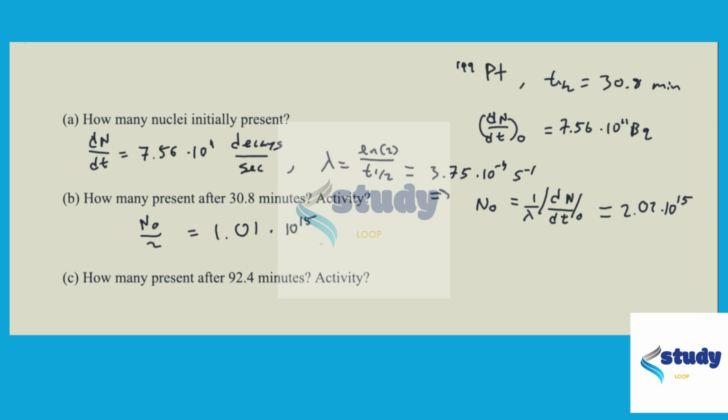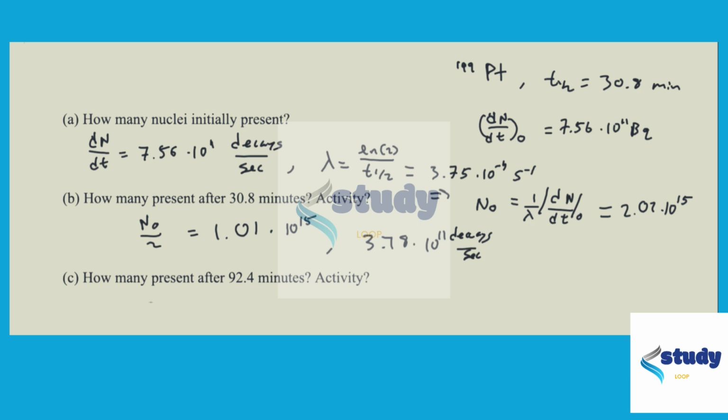The activity level, likewise, is proportional to the number of nuclei that are present at that moment. So dN/dt, in this case, is 3.78 times 10 to the 11 decays per second.